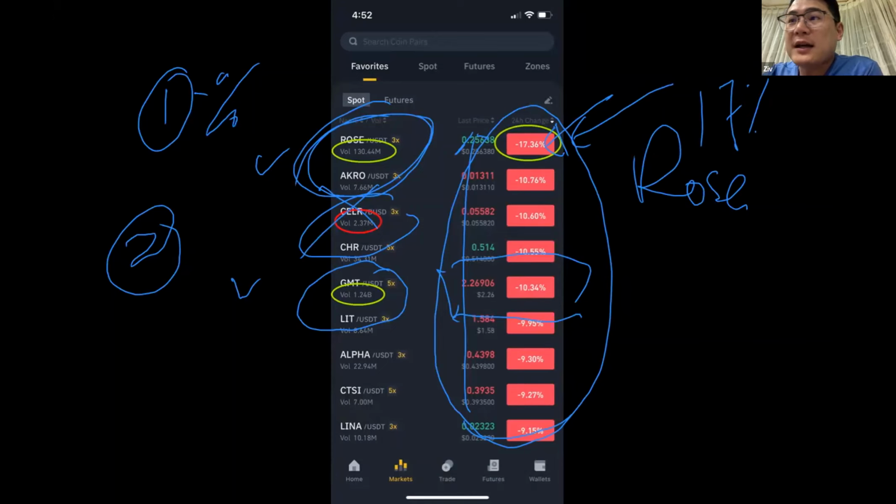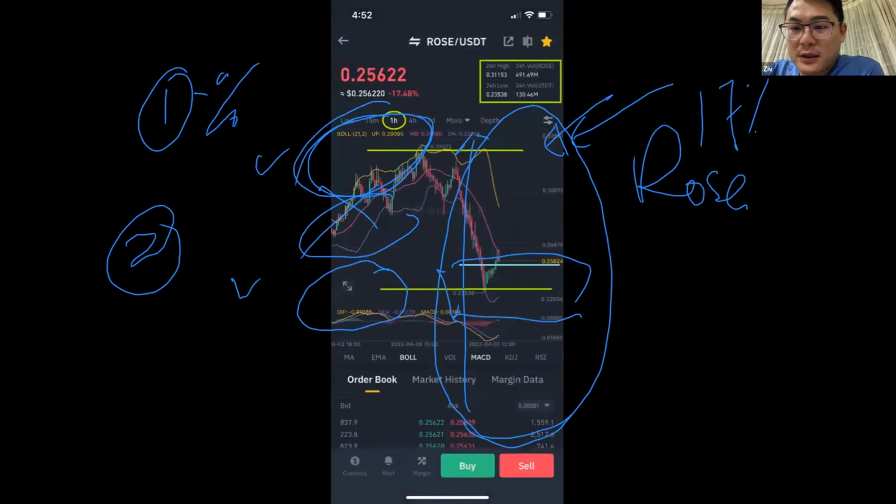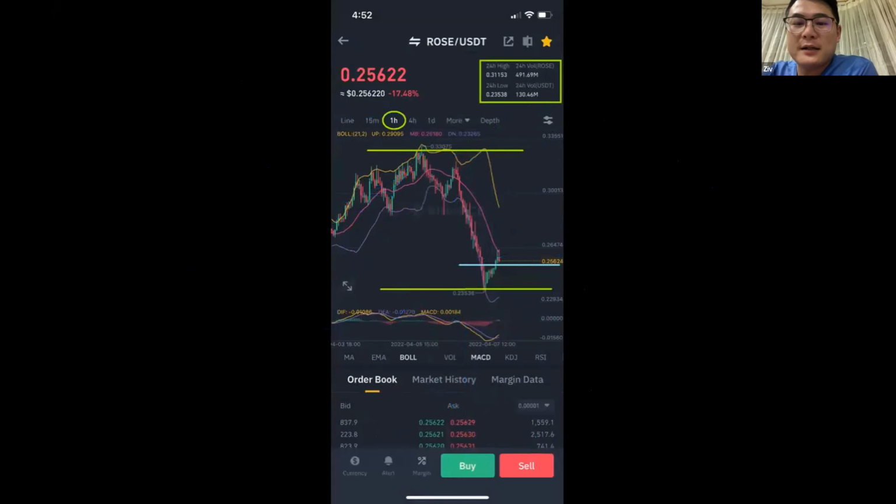So we check the next picture. See, this is Rose, right? Rose. So we take Rose as an example. So this is the chart, and if you never learned how to study the chart, ignore all the lines, the yellow color one, the pink color one, the purple color one, you just ignore them. Okay, we just look at the candlestick.